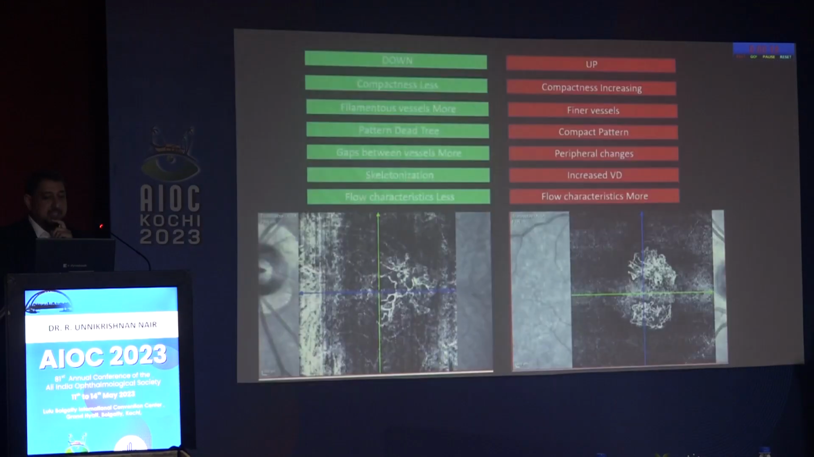A fragmented vasculature. So again, when the thing is improving or down-regulating or going away, it becomes less compact, more filamentous, a dead tree pattern, gaps are more. And when it is up-regulating or recurring, it becomes more fibrillary, more compact, peripheral changes are more, the vascular density is more.